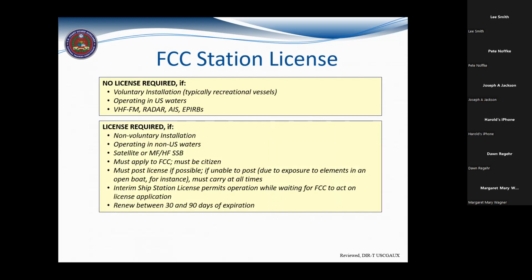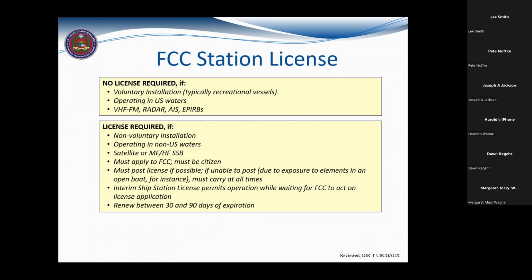If the installation is not voluntary, or if you're operating out of US waters, this would affect us if we were going into Canadian waters, or if we have an HF radio, or if we have a satellite transmitter, then we have to apply for an FCC license. That will be a 10-year license, and I believe it costs something like $160. And they will give you a call sign that you will use to identify your transmissions.